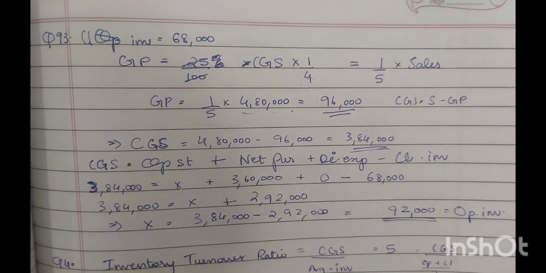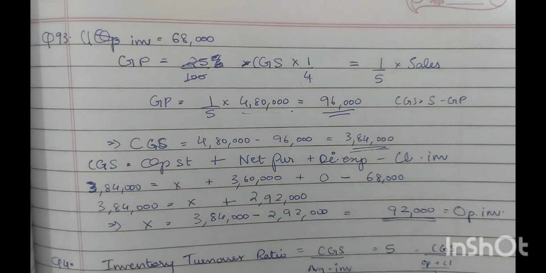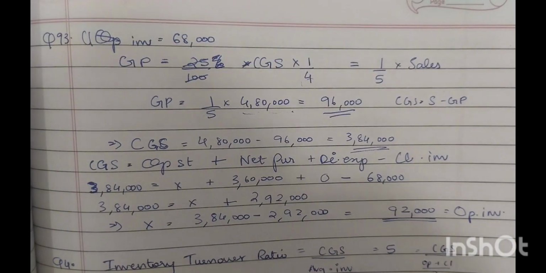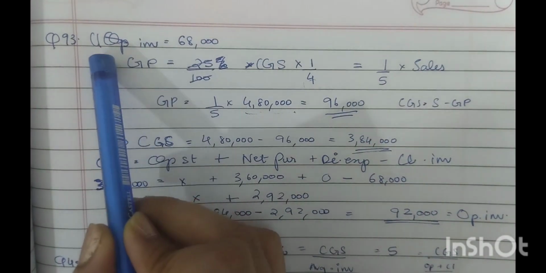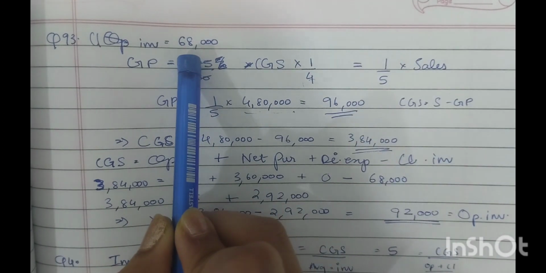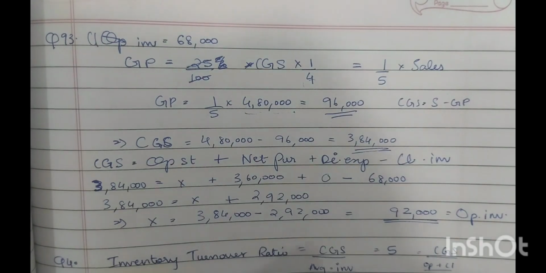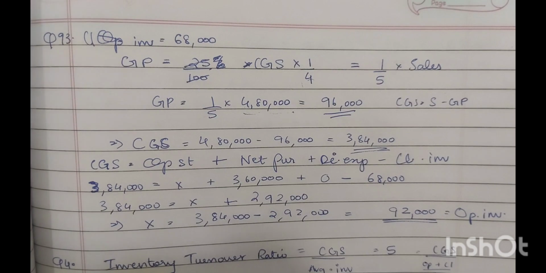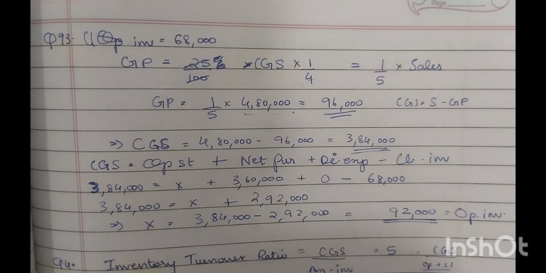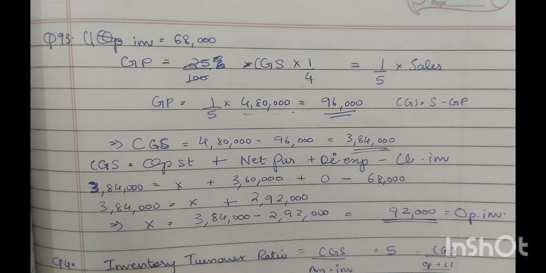Alright, so this time they've not asked us to find the ratio, but we have to find the opening inventory. Right, so closing inventory is given to us, sorry, closing inventory is given to us, 68,000. Then we have the total sales value. Total sales value has been given to us as 4,80,000, including cash sales. Now that's not really important. Even though they say including cash sales, it's understandable. Total sales, of course, does include cash and credit sales, right?